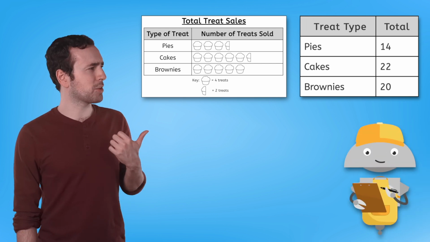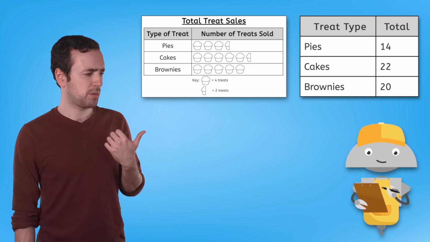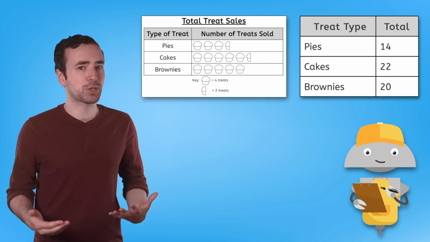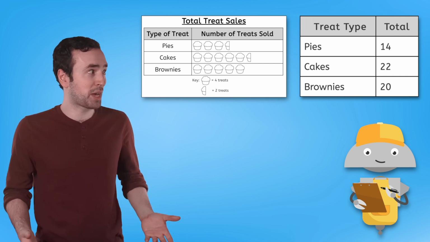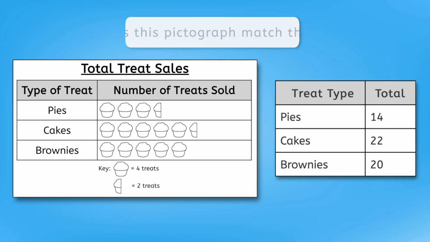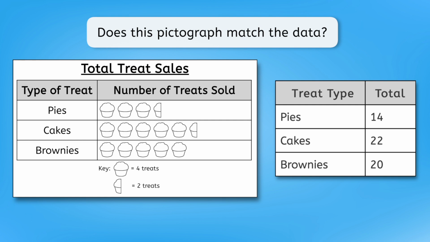Mia, is the pictograph finished? It is? But the data says we sold 14 pies, 22 cakes, and 20 brownies. Mathematicians, what do you think? Does this pictograph match the data? Pause here to record your thinking in your guided notes.